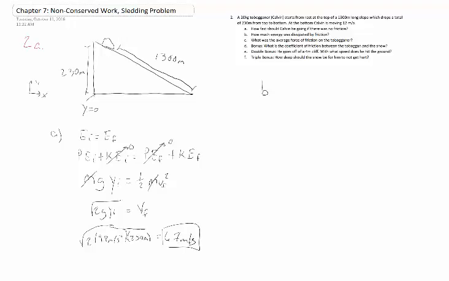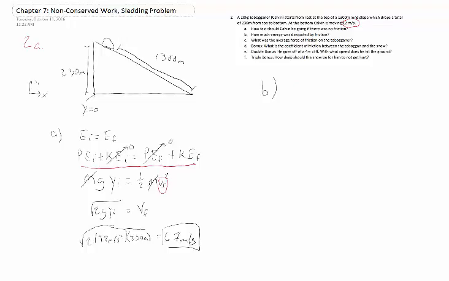Now, in part B I asked how much energy was dissipated by friction. If we look at the energy from this equation and plug in the correct value for vf, which I said was 12 meters per second, we're not going to get an equality. The final energy is less than the initial energy. That's because we've lost energy to friction. So now we need to include this work non-conserved term.